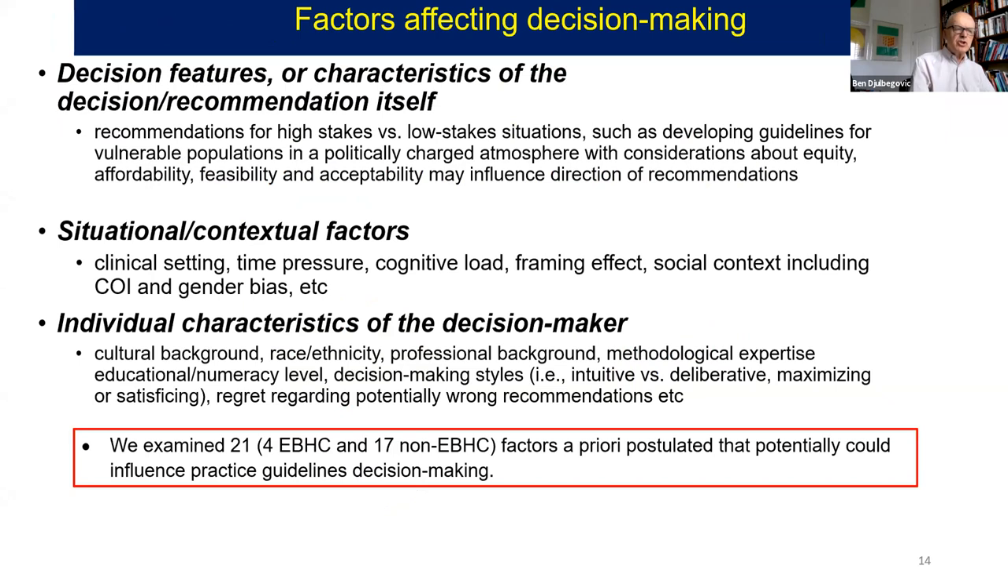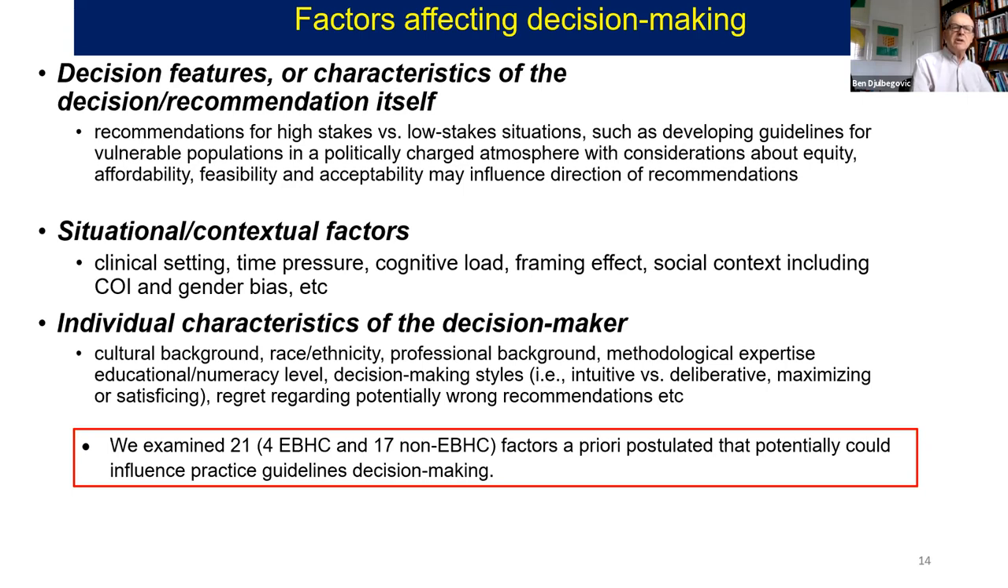As we went through the literature to design this project, we identified a number of these factors, and these were ultimately operationalized in terms of 21 distinct factors. We end up with four key, or five if strength of recommendation is counted, up to a fifth: five key evidence-based GRADE factors and 17 non-evidence-based, non-GRADE factors.